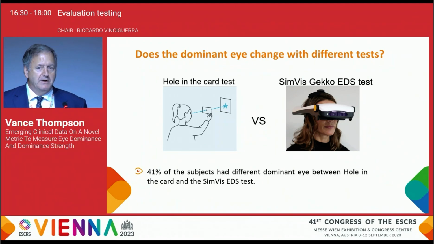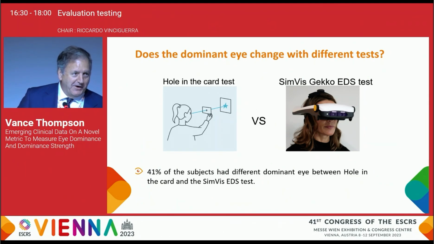And when we compare it to the way we do it in our office, the hole in the card test, 41% of the subjects had a different dominant eye than what we consider a tried and true way to measure eye dominance. This was very surprising to all 5 of us investigators, who do the test that's on your left, and now are gravitating towards the test that's on your right.